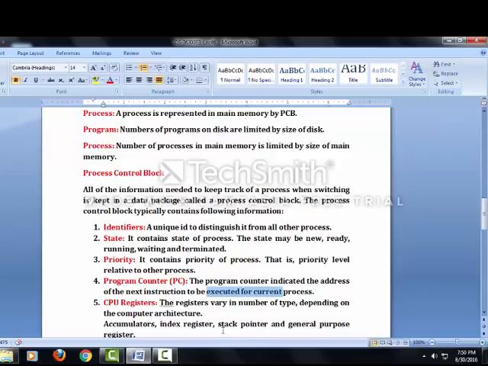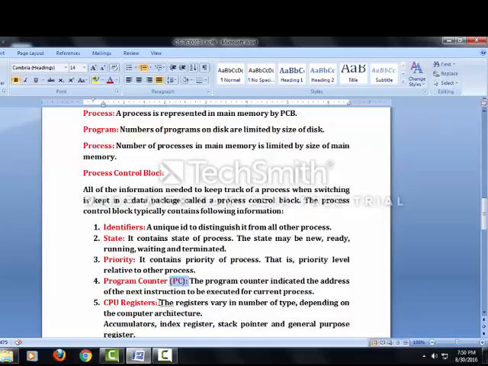P1 contains a number of statements, suppose 10. Suppose statement number 5 is currently executing. So the program counter contains the address of statement number 6. Okay, so the next instruction is number 6, and it will contain the address of the next instruction. So the program counter is nothing but an address. It's a register which contains the address of the next instruction to be executed for the current process.